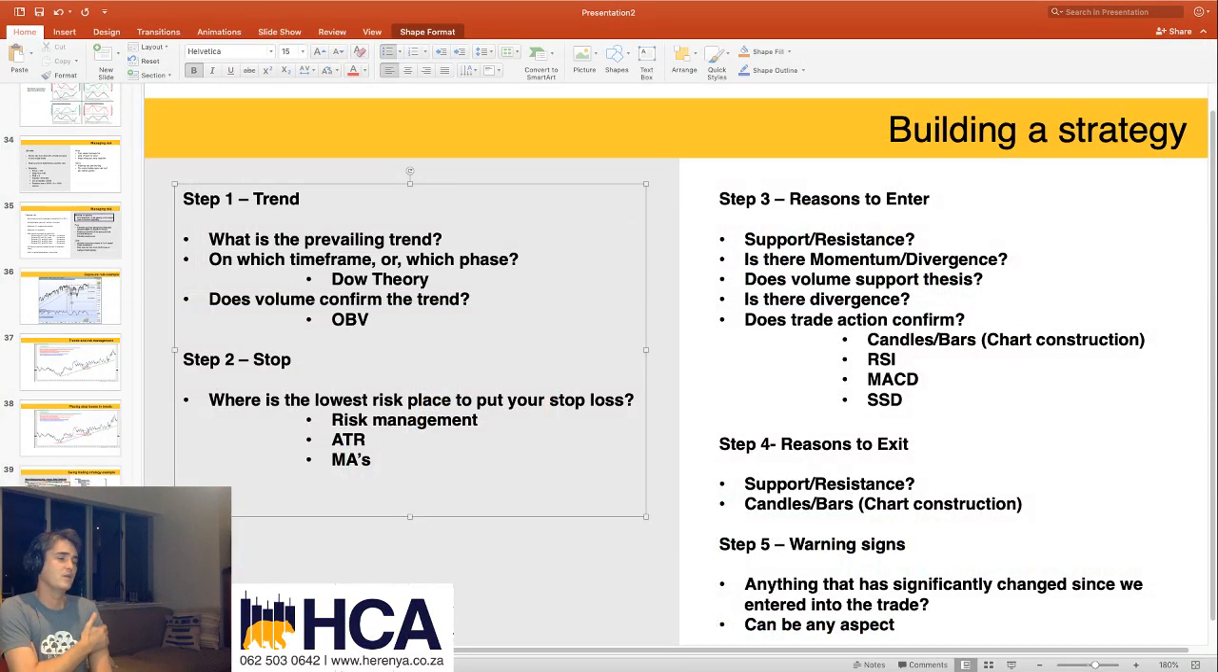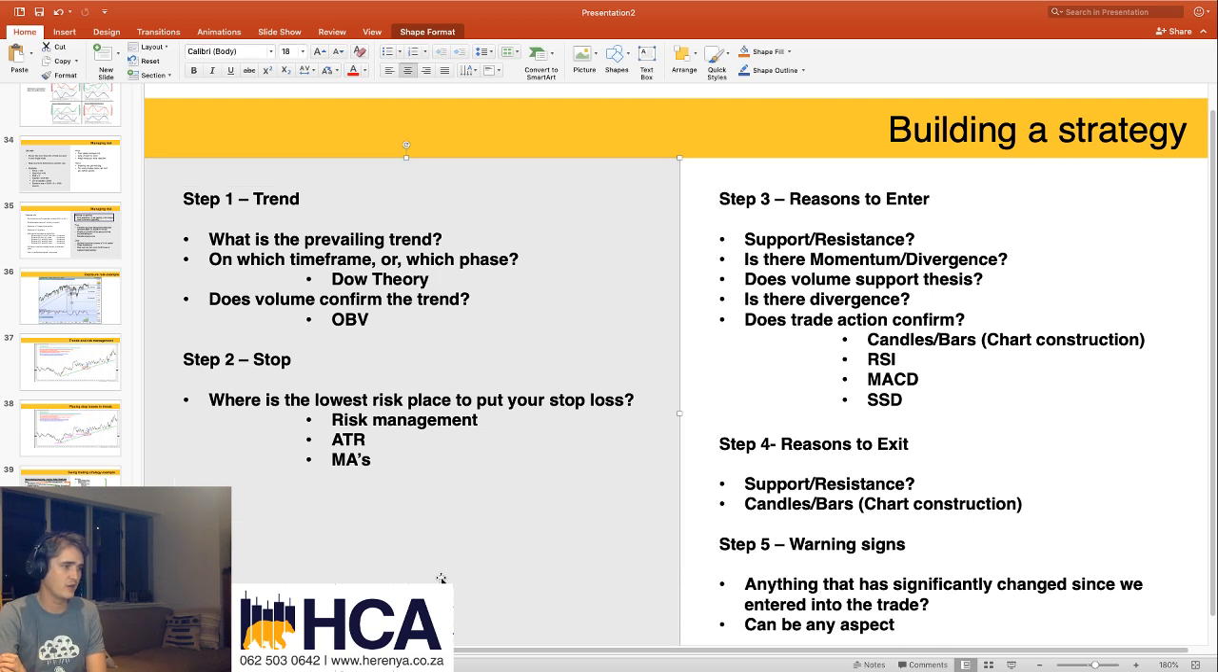All right, then we're looking for reasons to exit out of a trade. So you're looking for support, significant support or resistance. You're looking for chart construction stuff. You're looking for a divergence that tells you that the trend you're trying to trade with has changed. Any kind of warning signs are coming up as well.